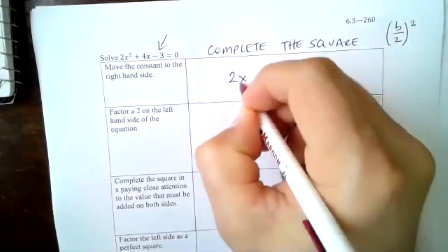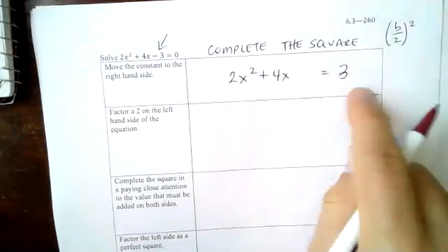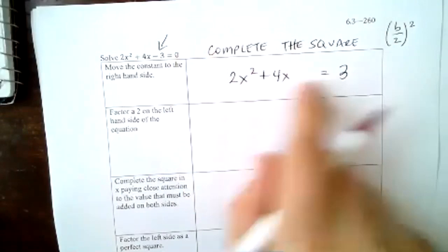Trying to get this brighter. Okay. All right. So let's look at this. And so we're going to move the constant to the right hand side. And we're going to do this a little bit quicker this time. So we're moving that negative 3 over to become a positive 3. We're going to factor a 2 on the left-hand side of the equation.